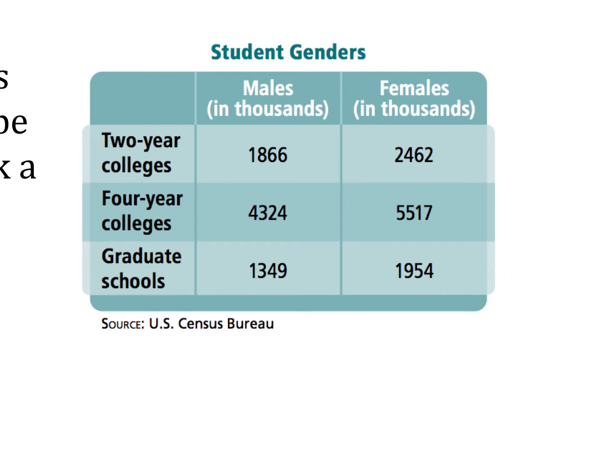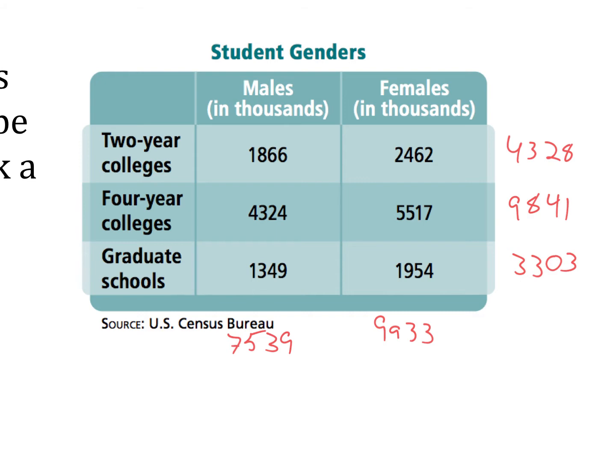All right, so if I do that, adding straight down 1866, 4324, and 1349, we should get 7,539 as our total. Same thing, next column over, we get 9,933. And all we're doing is just adding straight down. Next, we'll add straight across. If I add straight across here, I'll get 4,328, 9,841, and 3,303.